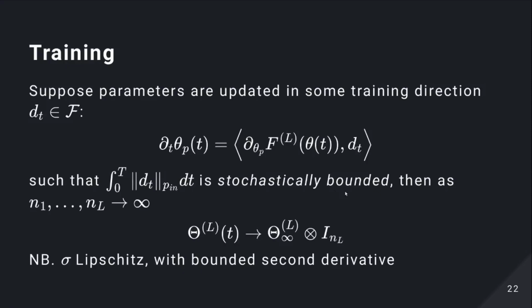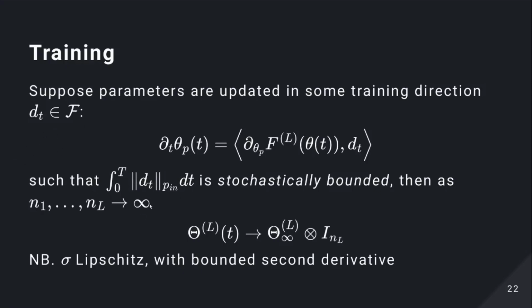Stochastically is bounded in probability, right? So for any epsilon, there is some bound m such that the probability that this integral is greater than m is smaller than epsilon, something along those lines. And for example, if you know that the norm of dt is decreasing, then automatically you get a bounded integral. So it's very easy to have in practice.